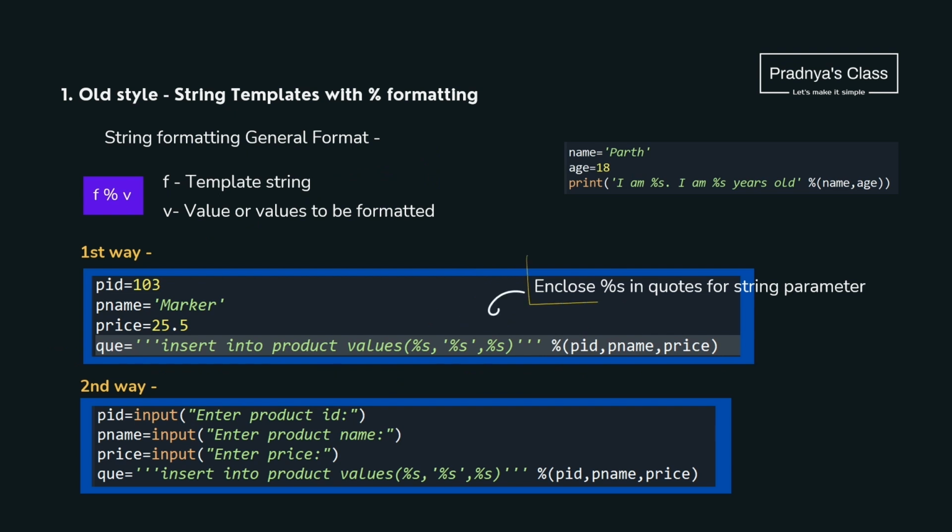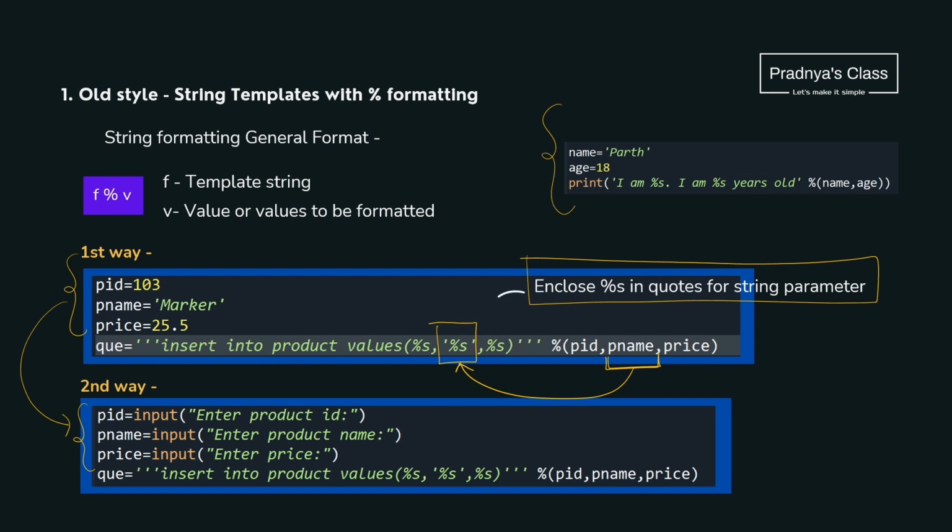One thing we should note down here: if we are passing a string parameter, we need to enclose %s in single quotes. Out of these three parameters, PName is a string. That's why we enclosed it in single quotes. Here we directly initialize the values. In this example, we are taking input. It is not a new concept. It is related to formatting of the string that we can do with a normal string too. We are writing the query in the form of a string. That's why those concepts are applicable here too.